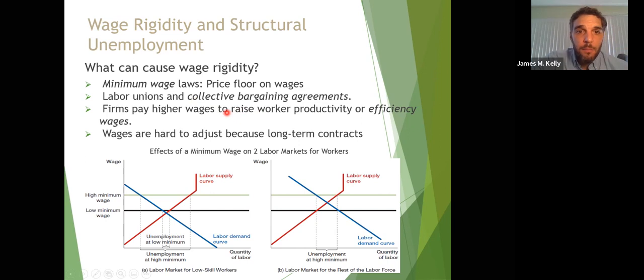Okay. And additionally, sometimes firms just pay workers higher wages to incentivize production. We call these efficiency wages.